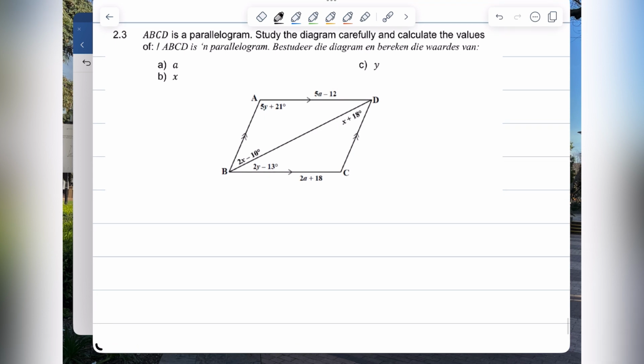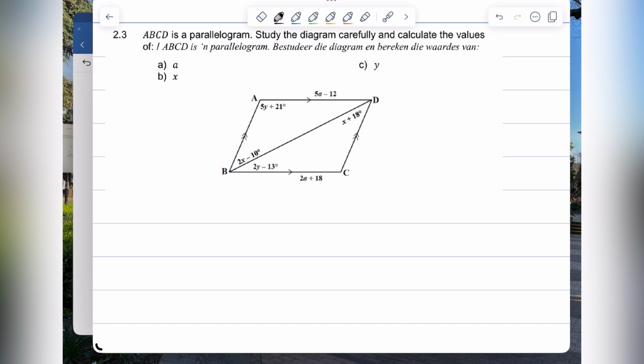Now, we have missing sides here as well as missing or unknown angles, and there are 3 different variables. So it's quite a busy diagram, and it helps to first of all know the properties of the parallelogram. In this case, they've indicated the parallel sides, so AD parallel to BC and AB parallel to CD. Those arrows are indicated there. Everything else is given in terms of an algebraic expression, which is the unknowns that you need to calculate.